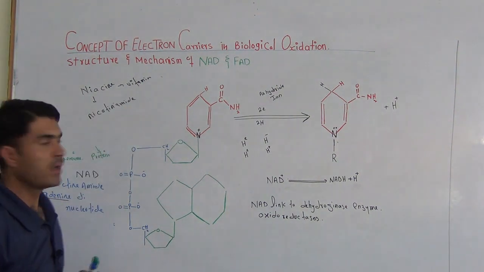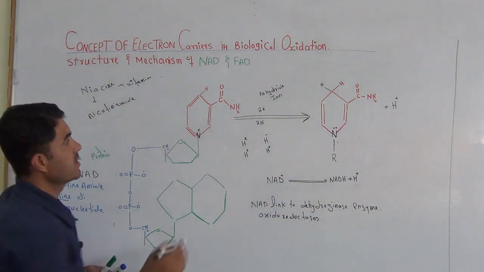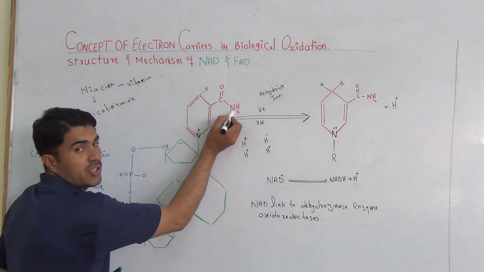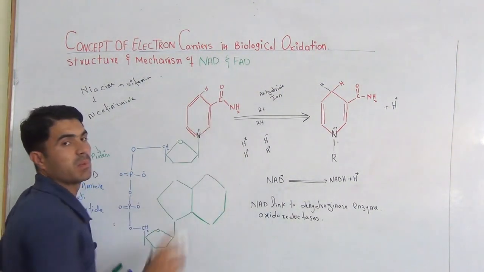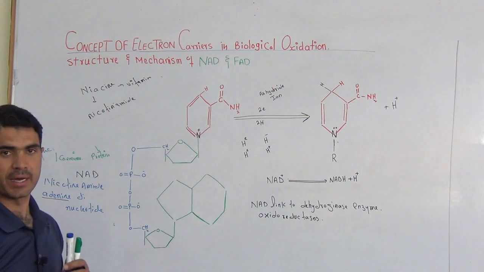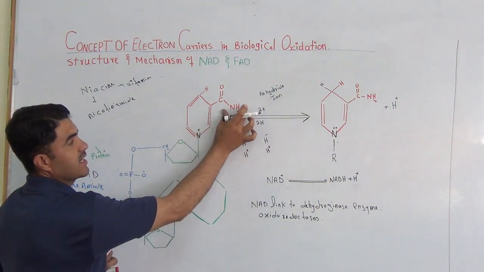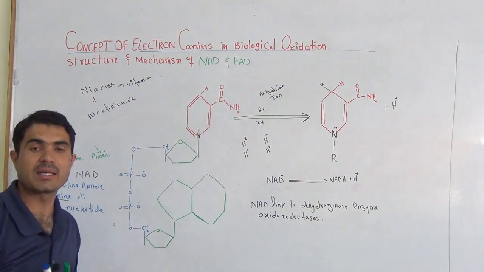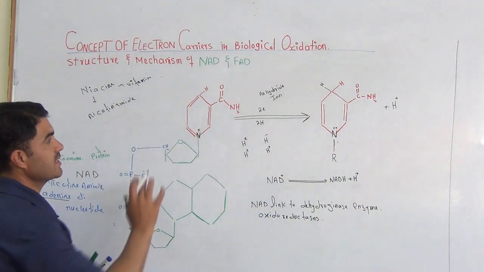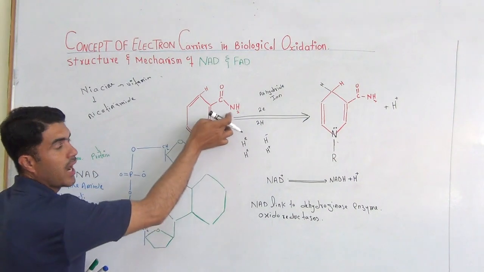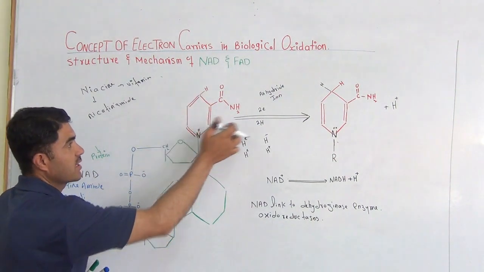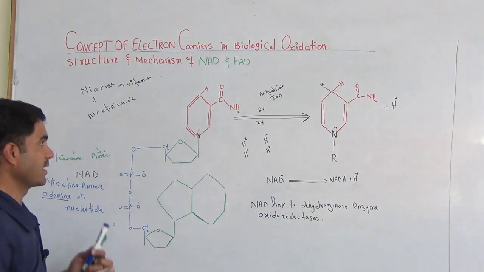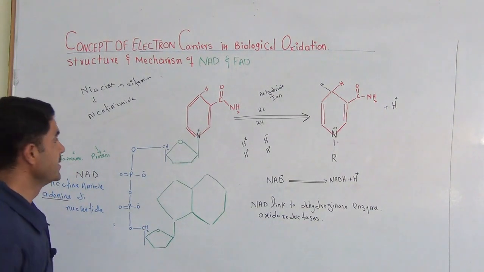And why is it called amide? Because whenever an NH2 group comes with a C double bond O, we call it amide. If just an NH2 group is attached without any C double bond O group, we call it amine. So this structure is called nicotinamide. That is why in NAD it is called nicotinamide.